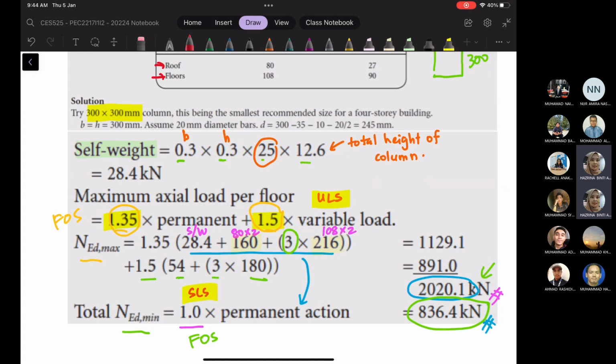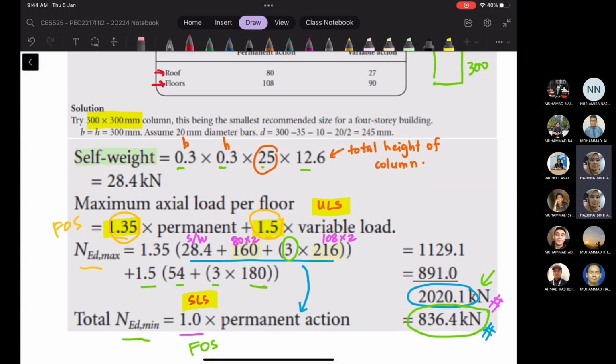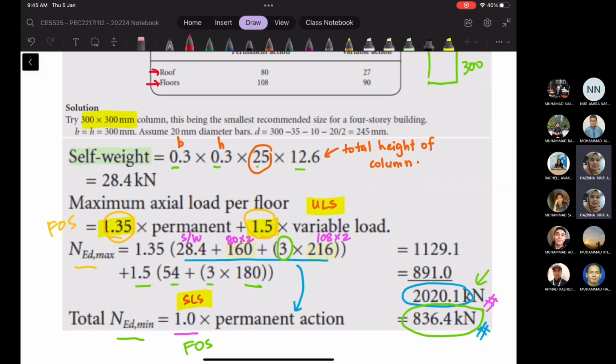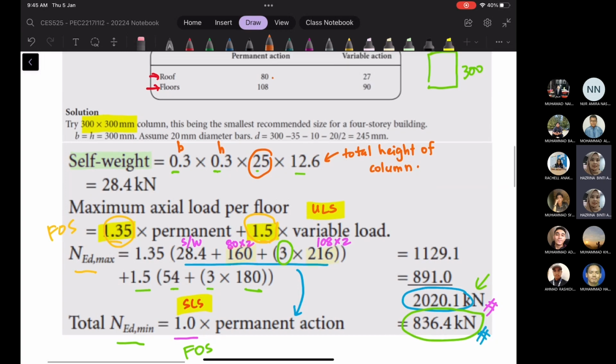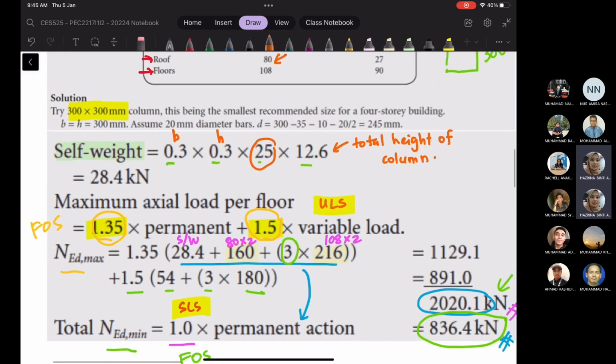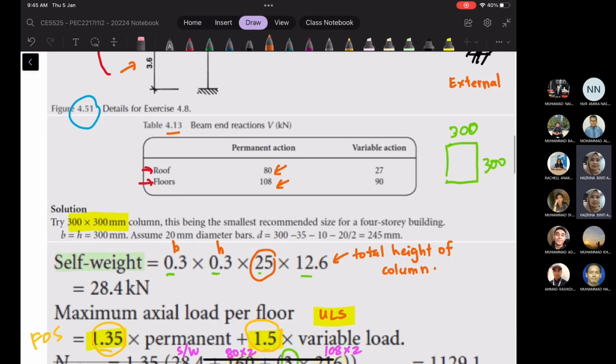The self weight of the column is also considered as a permanent action. This is the self weight, 28.4. Then multiply with the loads that come from the roof. The load that comes from the roof is 80. Earlier we said the beam comes from both sides, therefore 80 multiplied by 2, plus 108. These are the permanent actions that come from the other floors. So let's look at how many other floors there are.